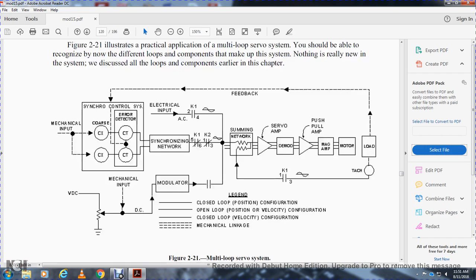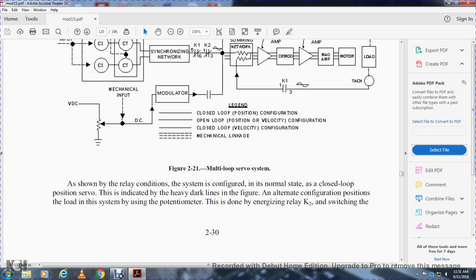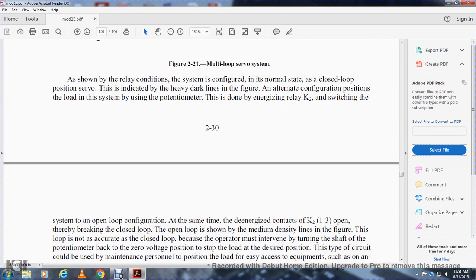Alright, the full line is the open loop configuration, and the three dotted lines are mechanical linkages. As shown, the system is in its normal state configured as a closed loop position servo, indicated with a heavy dark line in the figure. The alternate configuration is with the relay K2 energized, switching. The open loop configuration occurs with the de-energization of K3, contacts 1-3 open, with the turbo brake, and the open loop is shown with the medium density line in the figure.